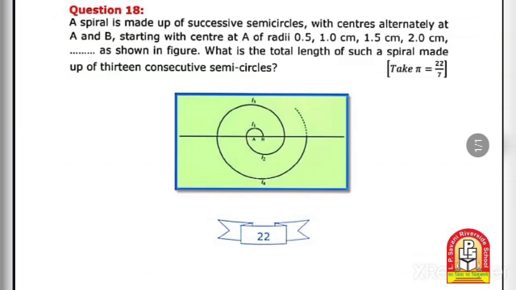Question number 18. A spiral is made up of successive semicircles with centers alternately at A and B, starting with center at A, of radii 0.5, 1.0, 1.5 and 2 centimeter, as shown in the figure. What is the total length of such a spiral made up of 13 consecutive semicircles? Take pi is equal to 22 by 7.